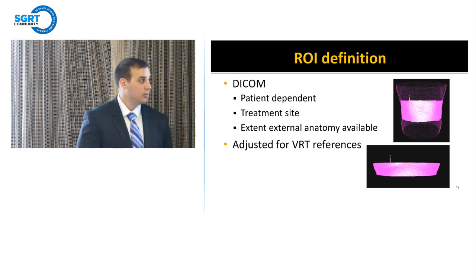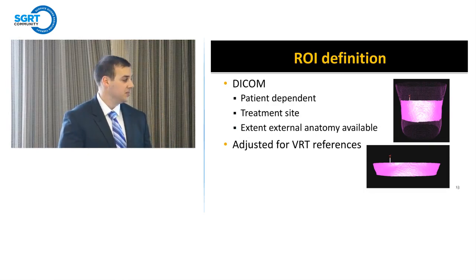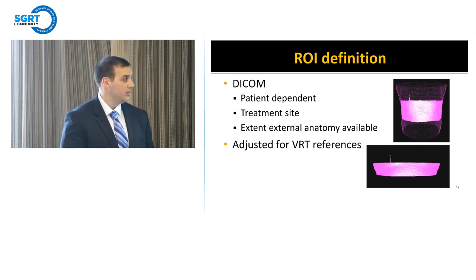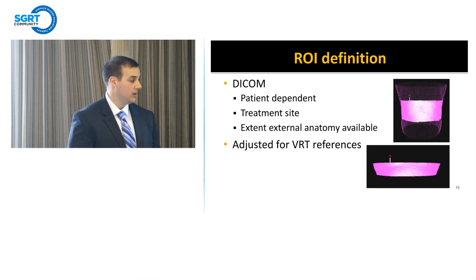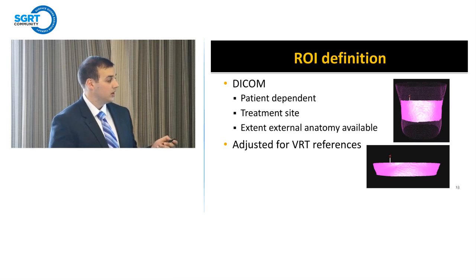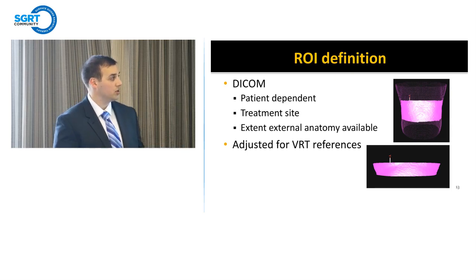And so here are 2 examples of some of the ROIs that we had on our system. And this is just to show the limited extent of external anatomy available. So as you can see in this lower case here, it doesn't have the full range of the planning CT utilized for the ROI creation, as we see in this top case, where this bottom case is limited to just this extent, whereas this top case we could extend a little further as well.